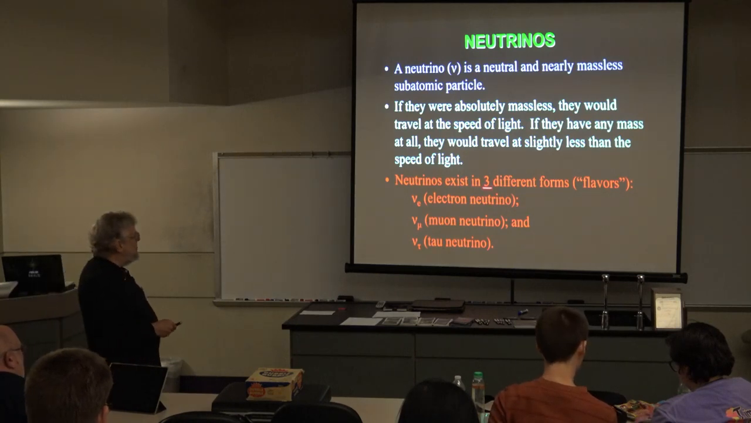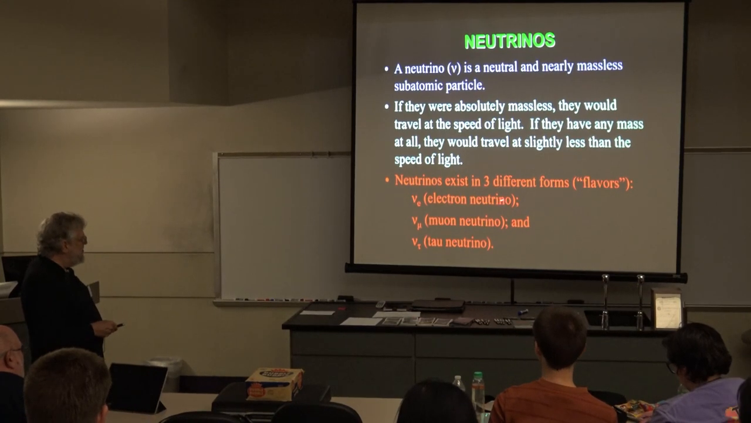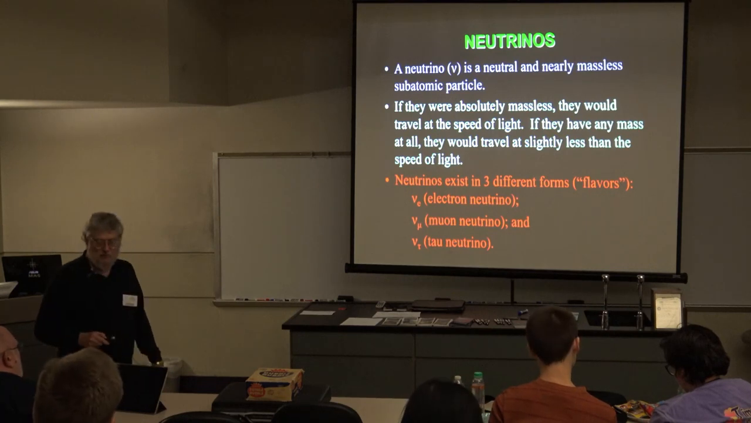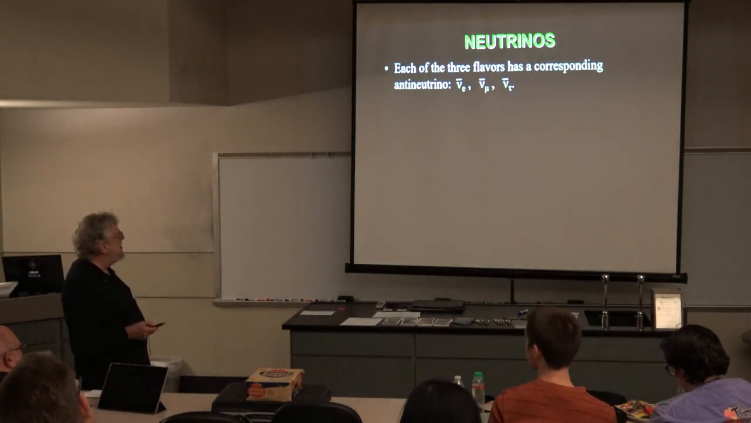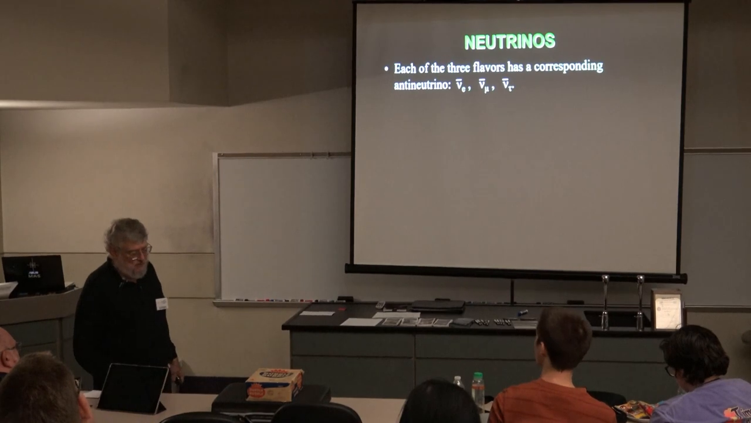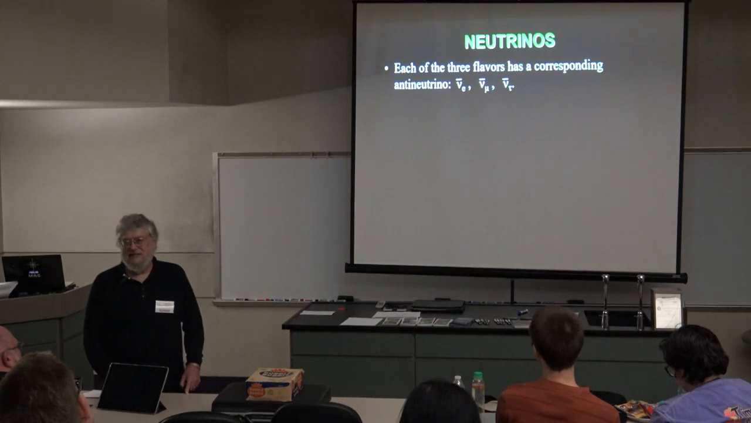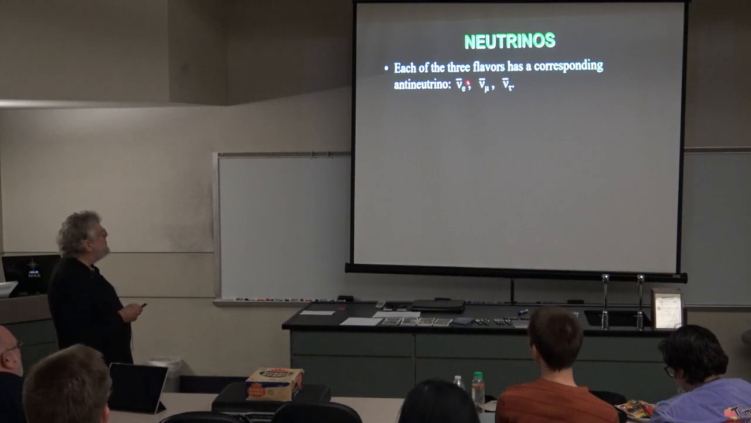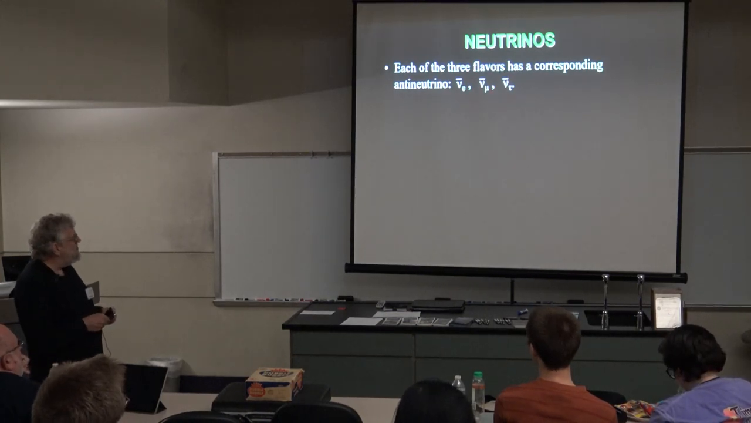They come in three different forms or flavors, depending on the quarks that are present: electron neutrinos, muon neutrinos, and tau neutrinos, each one associated with the production or consumption of those particular subatomic particles. Each one of them has a corresponding antiparticle. Now, what do you call an antiparticle of one that doesn't have a charge in the first place? You have a minus zero charge. Well, you just put a bar over it to indicate that it's an anti-neutrino of the electron, muon, or tau type.